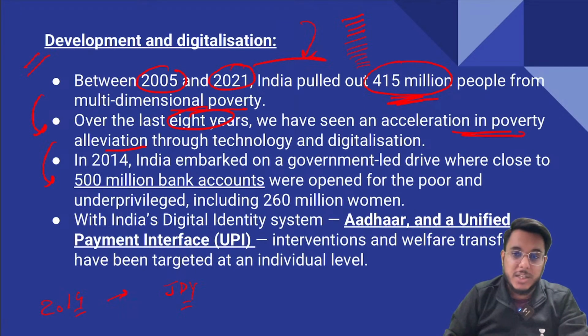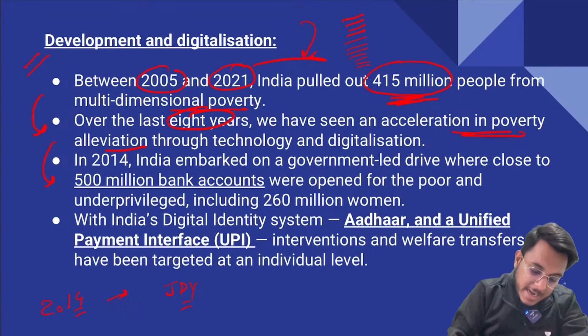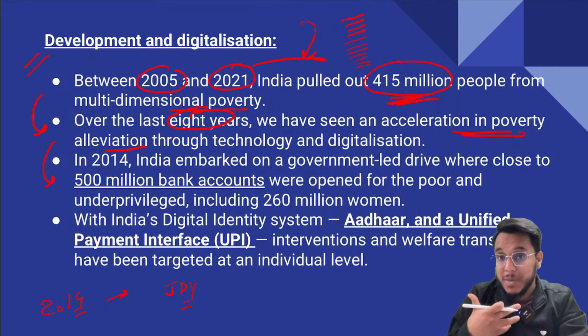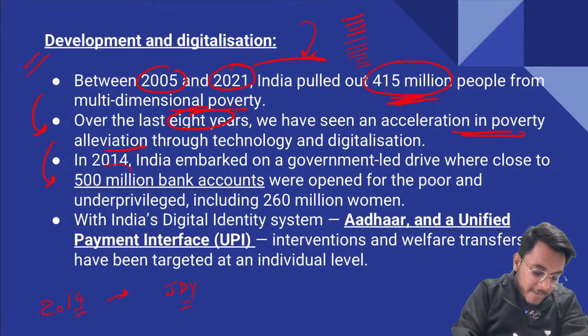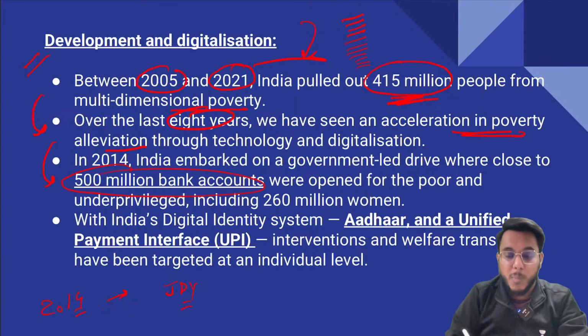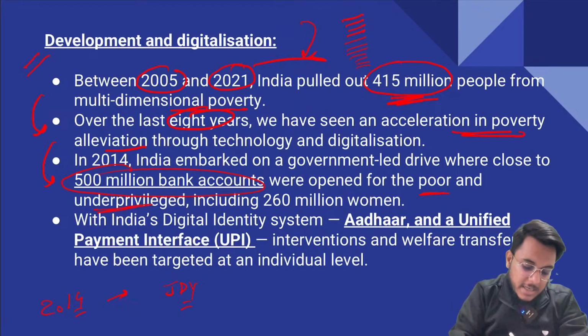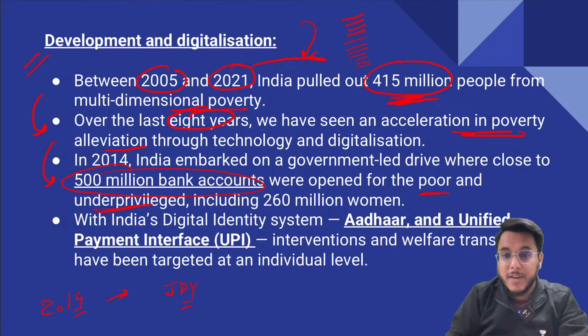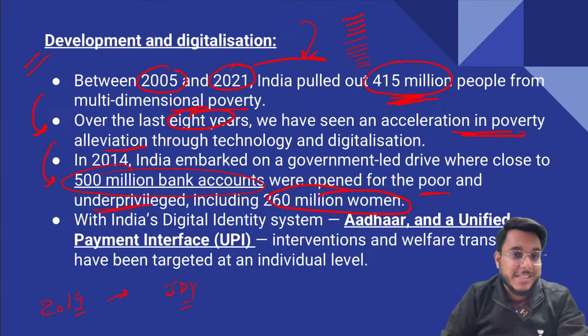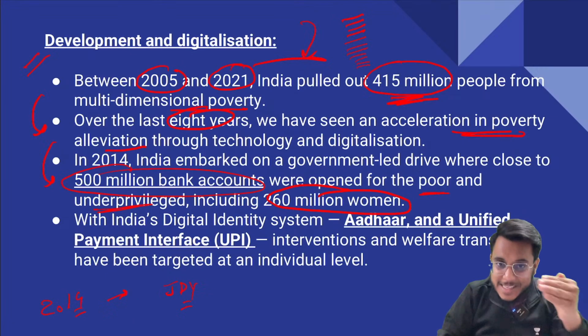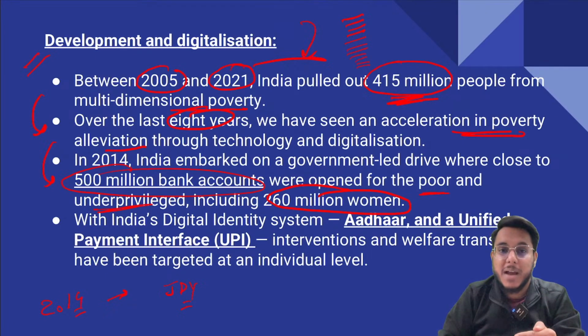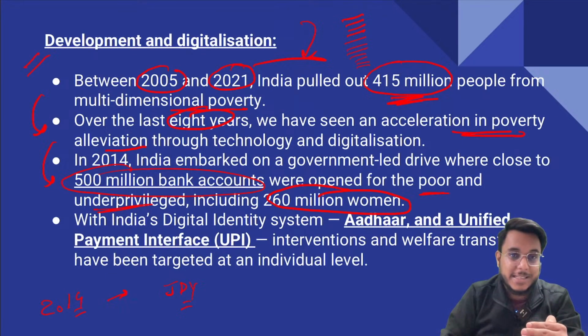As a part of the Jan Dhan Yojana, India embarked on opening no-frill accounts. 500 million bank accounts have been opened, particularly for the poor and underprivileged people, and out of these 500 million accounts, 260 million have been opened for women. By these accounts, they are directly receiving subsidies in their bank accounts, and as they receive subsidies directly, there is proper targeting happening.